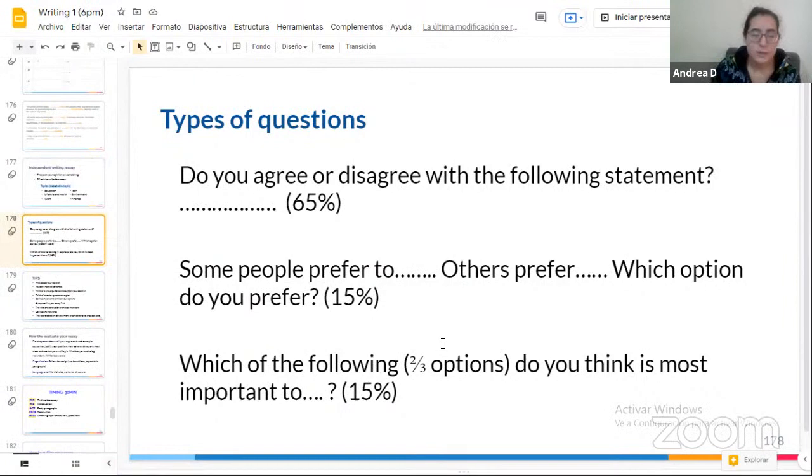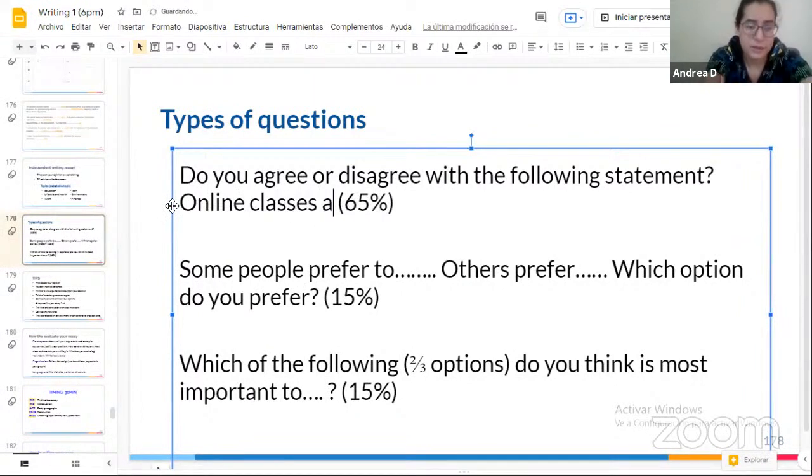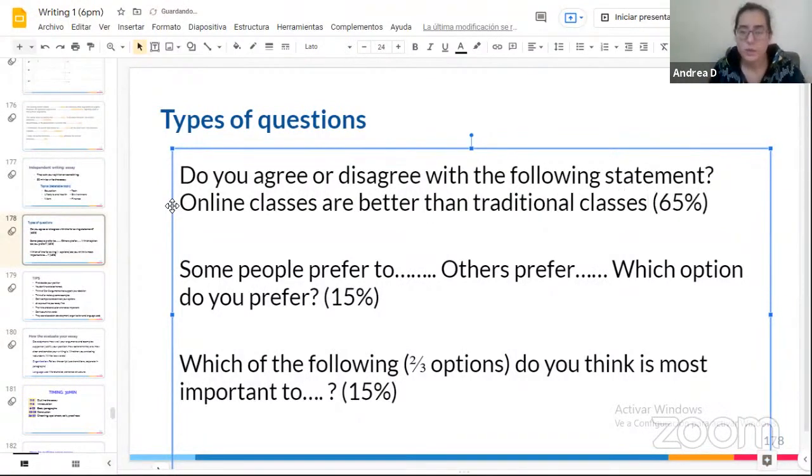Because no matter what type of question you get, you can always use the same template, you can always answer in the same way. There are different types. For example, here you have some examples. Like the do you agree or disagree type. So do you agree or disagree with the following statement? And you can have something like, online classes are better than traditional, maybe. So you need to say whether you agree, and then you mean that you prefer online classes over traditional classes, or if you disagree, then you prefer traditional classes over online ones.